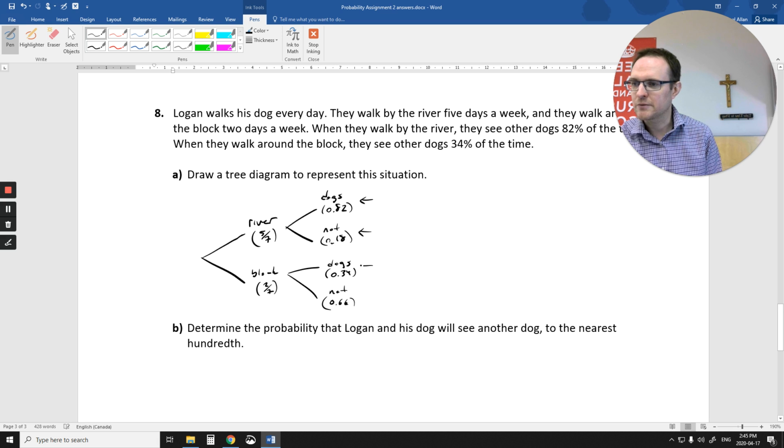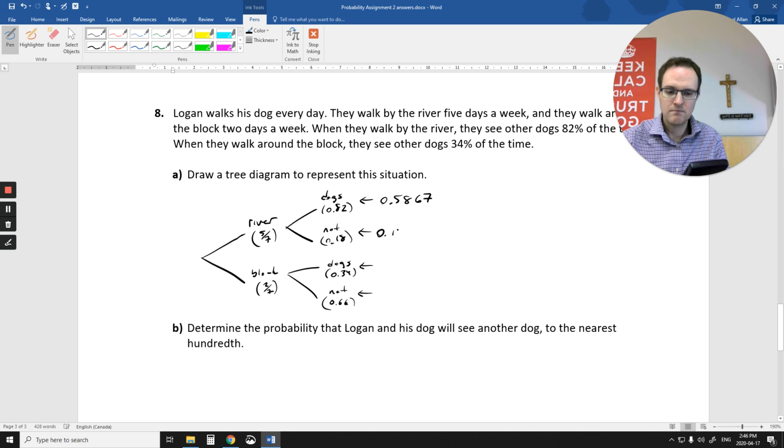Now, I'm just going to multiply all these out. What are the probabilities of these happening? Okay, so 5 over 7 times 0.82. So this top one here, seeing a dog at the river, is 0.5857. I'll put down 4 decimal places here. Not seeing a dog at the river. Seeing a dog around the block. So what I'm doing here is I'm just multiplying my probabilities out. Not very likely in this situation.